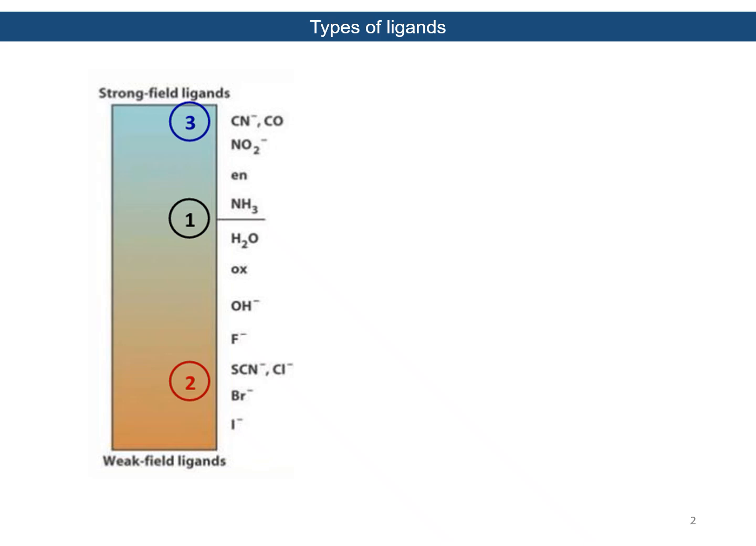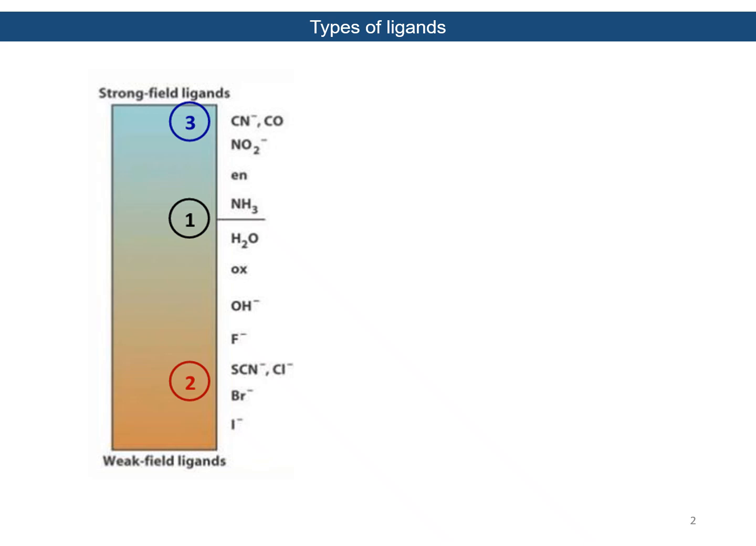The ligands, according to the spectrochemical series, range from weak field ligands to strong field ligands, and all of them are categorized according to three types of donor and acceptor ligands. So there will be a pi donor category, a sigma donor, and a pi acceptor. Some ligands can be a sigma donor as well as a pi donor. Now, these will fall under the pi donor category.